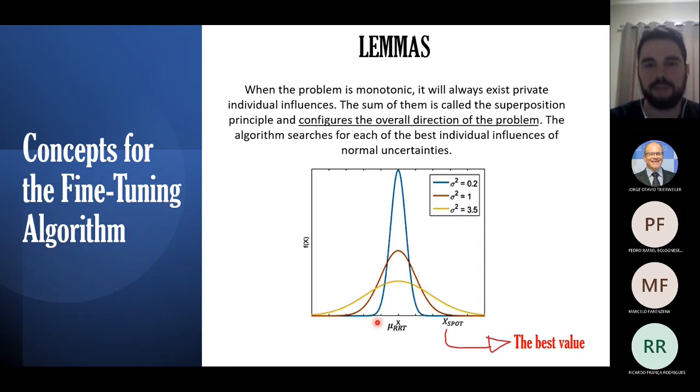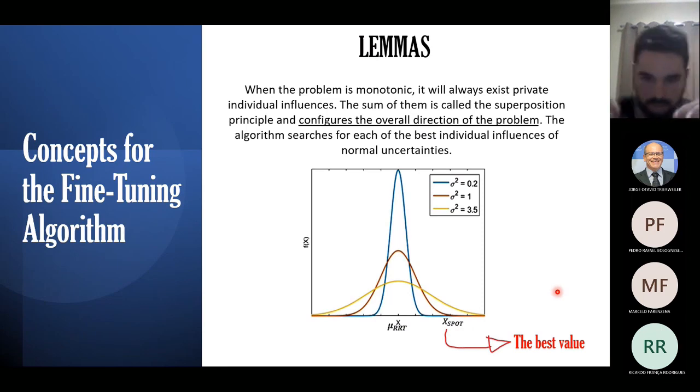The algorithm searches for the best individual influence of each normal uncertainty. What I mean is that your normal uncertainties and the terms related to them must be additive, not an uncertainty that is multiplying something, which will make the problem non-convex. Okay, so X spot is just the best value.